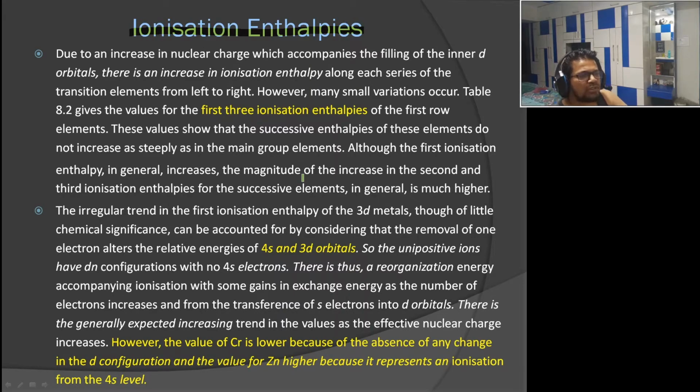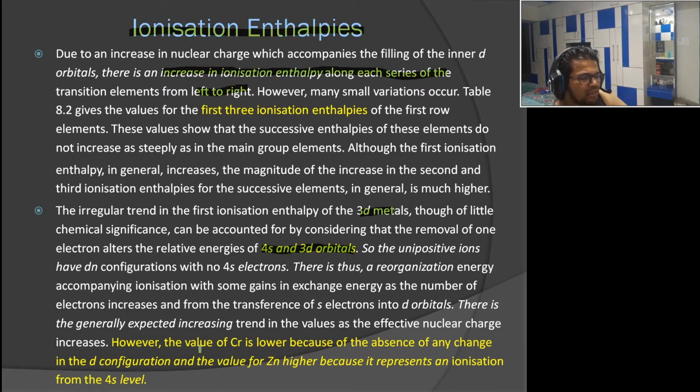Now here what it says, look at that. Due to an increase in the nuclear charge, which accompanies the filling of d electrons, there is an increase in the ionization enthalpy along the series. So across a period, it will increase from left to right. However, there are variations, and that's what we observed. The first IE, alright. The irregular trend in the first IE of the 3d series is accounted for by the little energy difference between 4s and 3d. Alright, that is one.